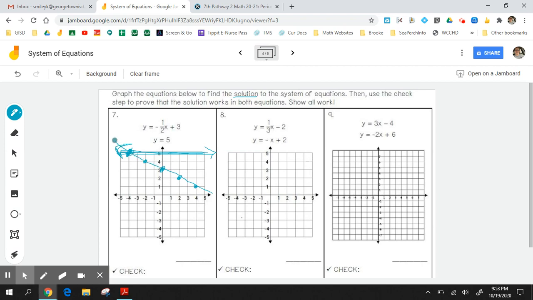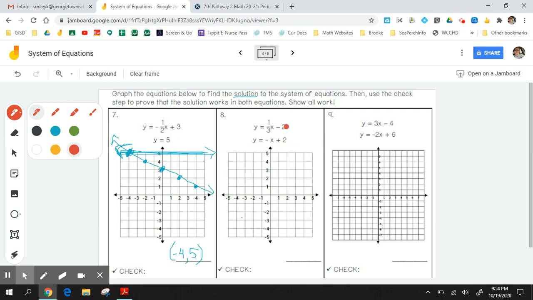Sorry, I did not do it in 2 different colors, but hopefully you can tell the difference. All right, so our intersecting point. We're going to read -4, 5. We knew it had to intersect somewhere at 5 because there was no slope there.